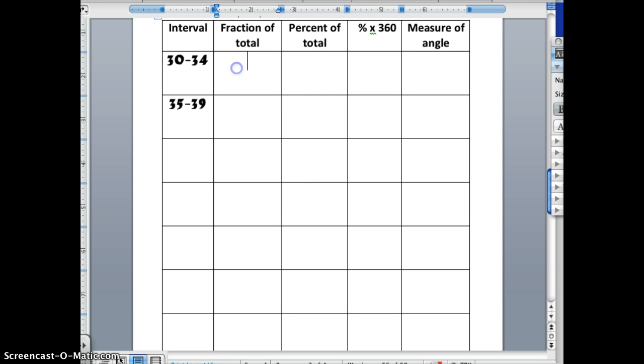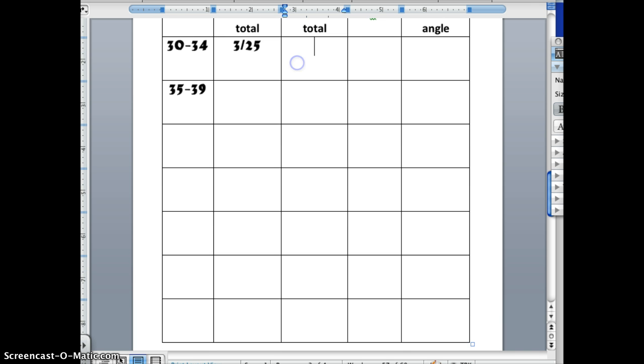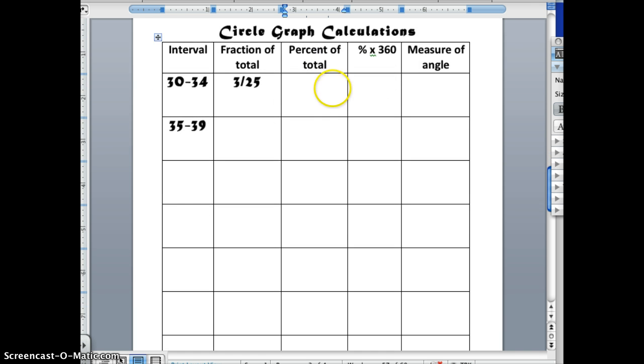So we'll make our 3 out of 25 fraction, and then over here, what percent is that of the total? To do that, we would just simply divide 3 by 25 and multiply that by 100, and when you do that, you should get 12%.